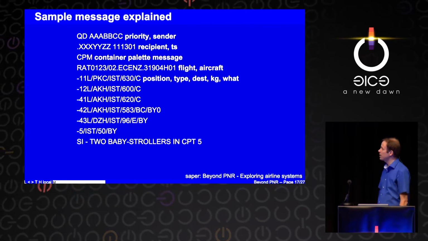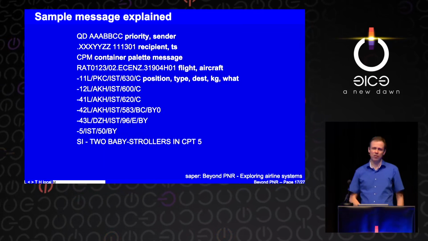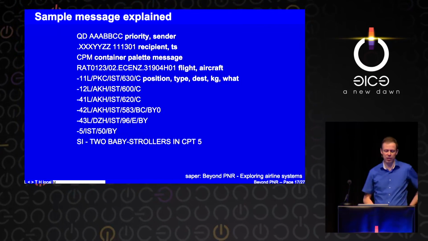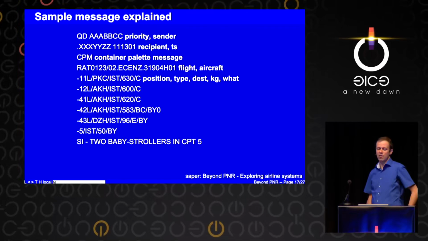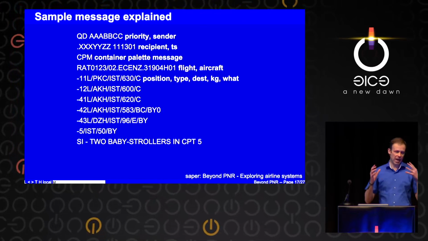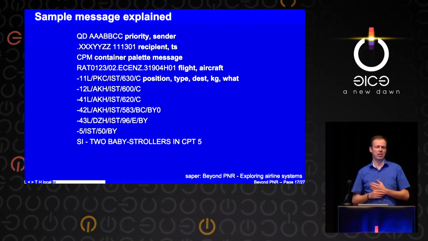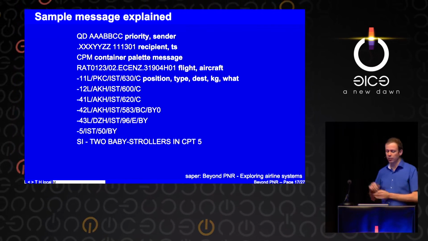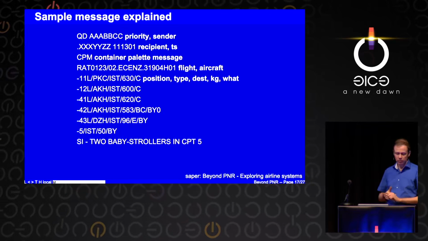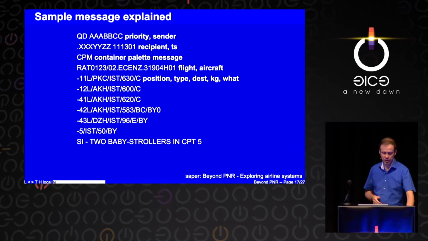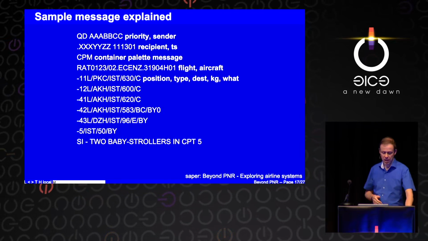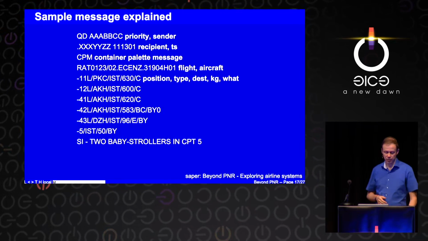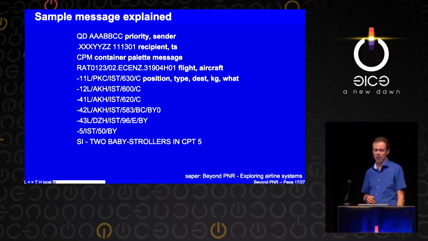The third line, CPM, is the type of message. This example is a container pallet message. This is the message which describes exactly what is put inside the cargo area of this particular aircraft. It is followed by the flight number, the registration number of the aircraft, and then we have the description of what's loaded.